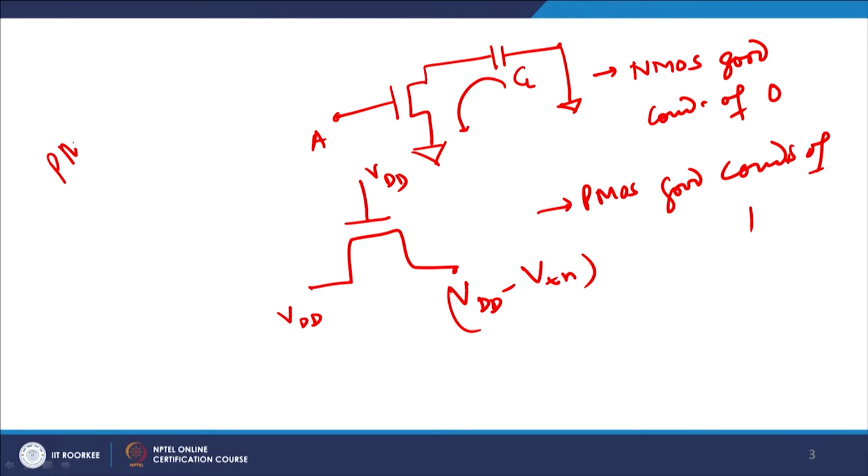So that is the reason PMOS is always a part of the pull up network, and NMOS is a part of the pull down network.